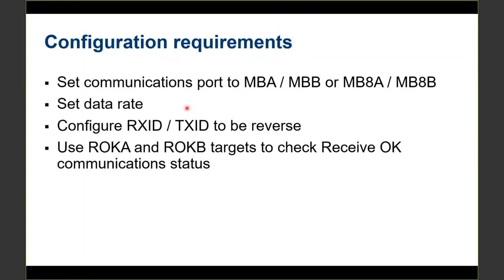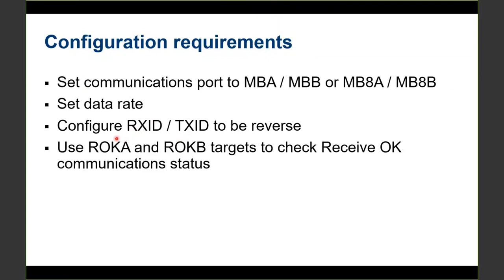So, for example, to communicate relay A to relay B, on relay A the TX ID, for example, could be 1 and the RX ID 2. And in relay B, I should put this address in opposite. So TX ID as 2 and RX ID as 1.